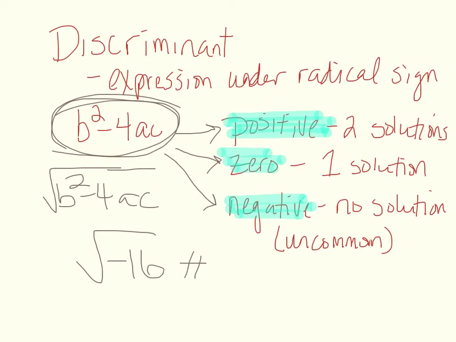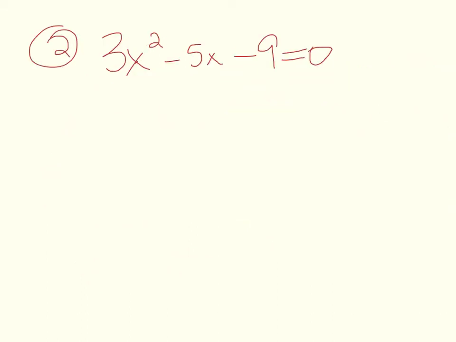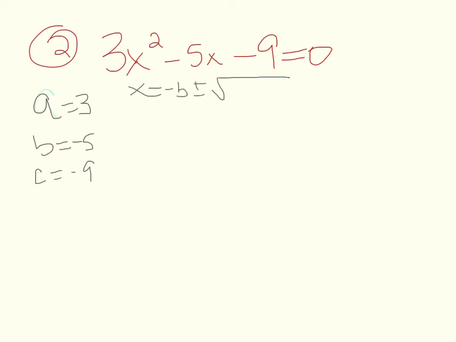Alright, so let's look at another problem. So A equals 3, B equals -5, and C equals -9. So my formula again: x equals -b plus or minus the square root of b squared minus 4ac, all over 2a. Okay, so now I'm going to plug everything in.